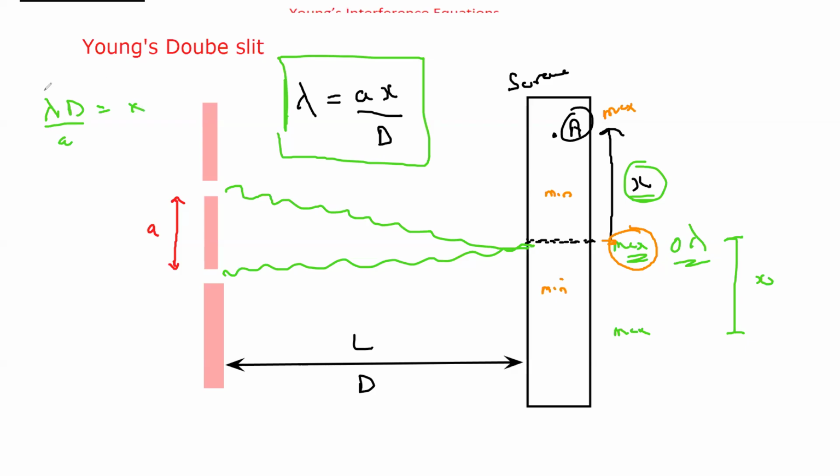So if I use a longer wavelength, what will happen to X? Will it increase or decrease? If I use a longer wavelength, what will happen to the distance between two adjacent maximas? That will increase. If this is the central maxima, the next maxima will be farther out. So increasing the wavelength will increase the spacing between the fringes.